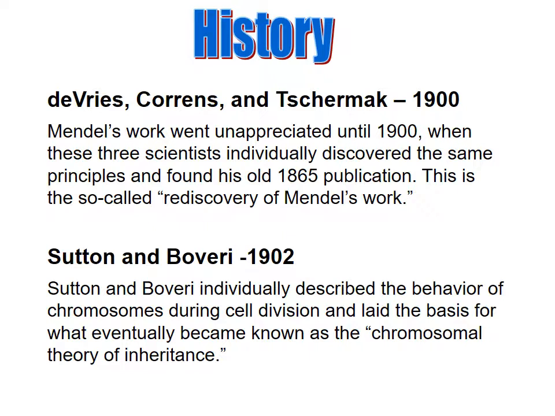And very quickly after that you have Sutton and Boveri, who did not work together, but individually described the chromosome behavior of cell division, and this laid the basis for what is commonly called the chromosomal theory of inheritance. So look that up. Chromosomal theory of inheritance is important. It says that genes are located on chromosomes, and chromosomes are passed from parent cell to daughter cell. So they're the basis of inheritance of the traits that are encoded by those genes.